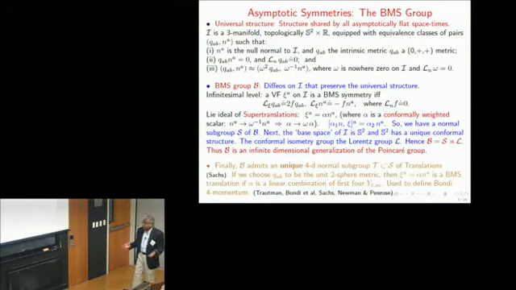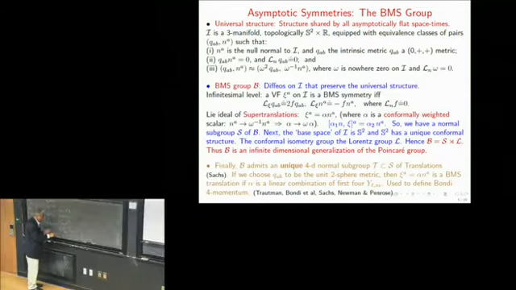The BMS group is just a subgroup of the diffeomorphism group on Scri, which preserves this universal structure. So it's a diffeomorphism group. It should preserve the vector field up to a rescaling. That rescaling can only depend on theta and phi, if you like. It's constant along the generators. And the metric can also be conformally rescaled, but it's important that there's a precise relation between these powers up here that we are given.